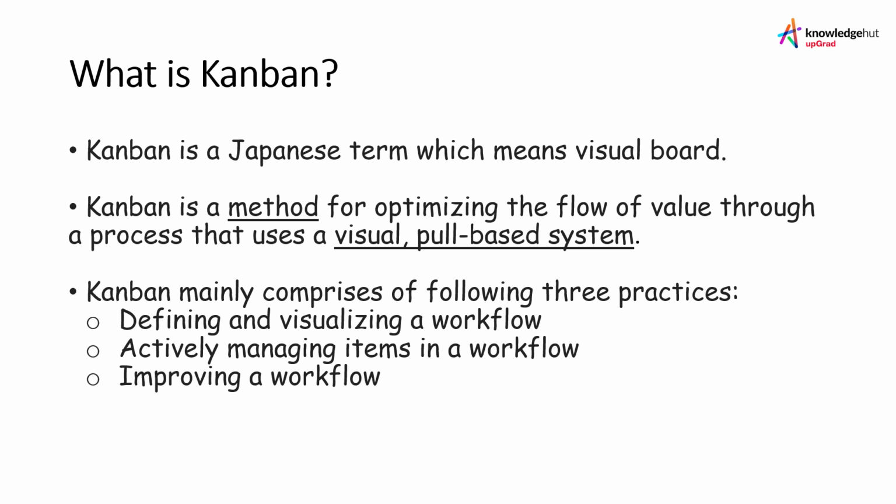Second thing is actively managing items in the workflow. So this is about regularly reviewing what is in progress, what is not started, if there is something which is getting delayed, why is it so, what actions do I need to take, if my work in progress limit is getting breached, etc. So you have to actively manage the items in the workflow. And third is overall improving a workflow, because it talks about optimizing the flow of value. So overall we have to improve the workflow as we progress so that we can achieve optimization.